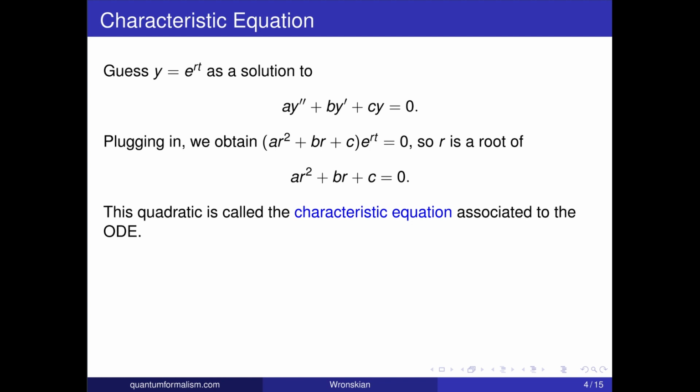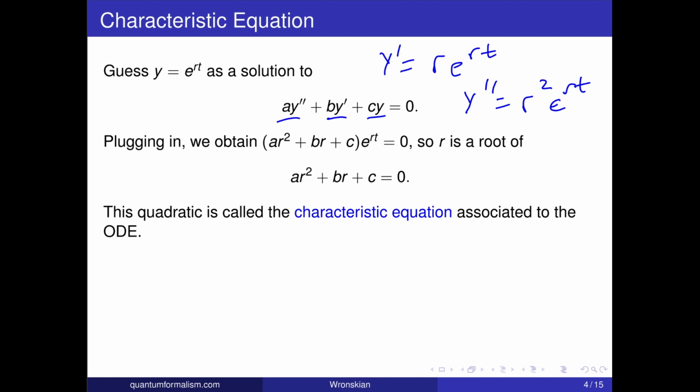And so to do that, you'll plug in y is equal to e to the rt, right? So we know that y prime will be r e to the rt, and y double prime will be r squared e to the rt. And now we just plug those into that equation. And so from this term, we'll get a r squared e to the rt. This will be b times r e to the rt. And this is c e to the rt. So all three of these terms end up having an e to the rt. And that's why you might think something like this will work, right?